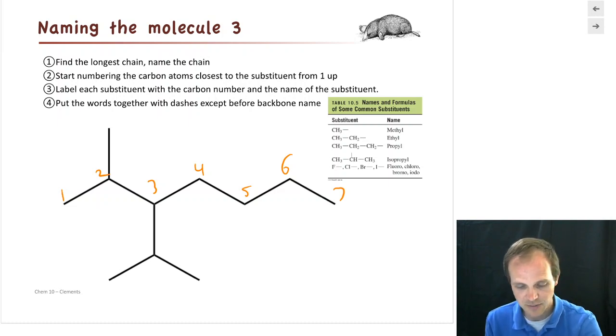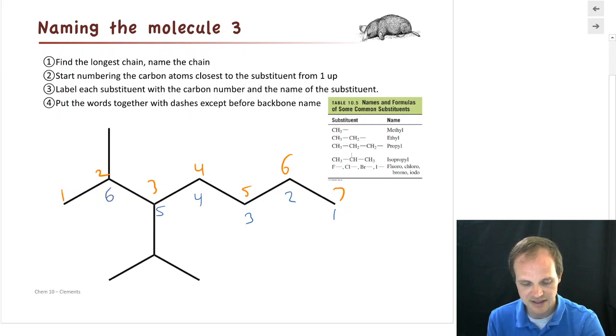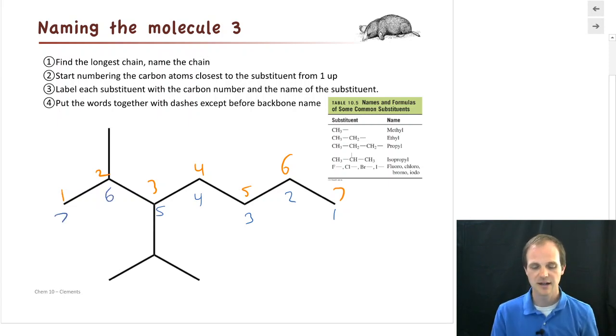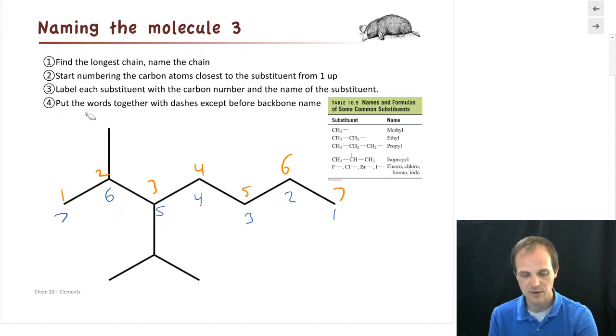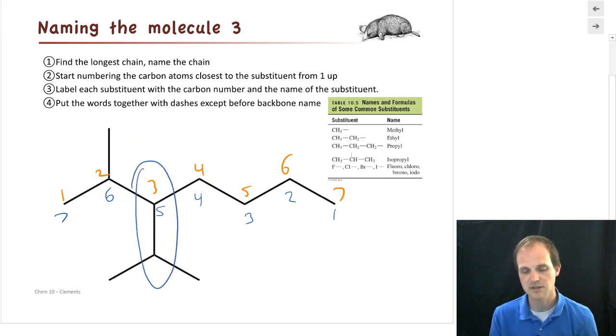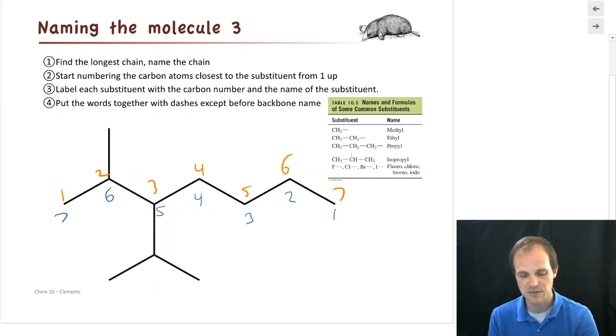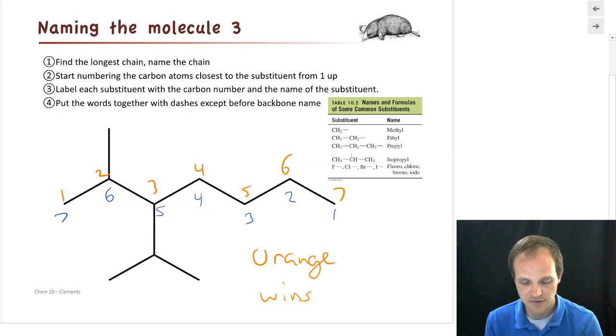But we have to decide which way we're going to number it. 1, 2, 3, 4, 5, 6, and 7. Orange or blue in this case? Well, if we go with orange, our first substituent occurs here at number 2. If we go with blue, our first substituent doesn't occur till number 5. We want the lowest possible number. So in this case, orange wins again, because it's got the lowest possible number for the first substituent.